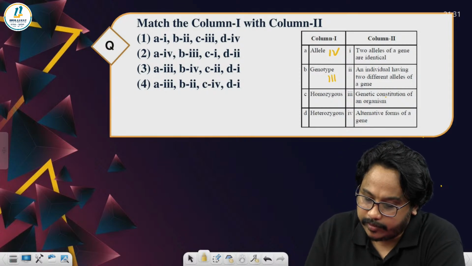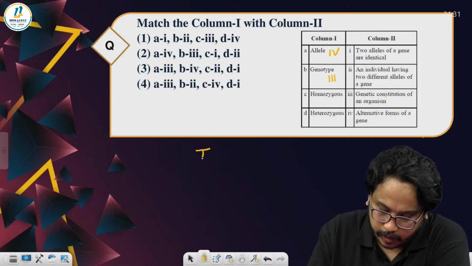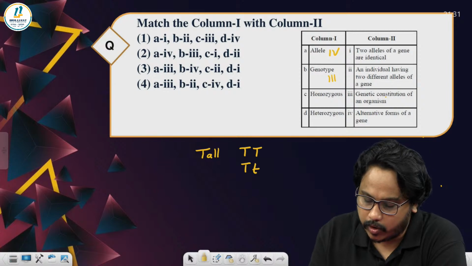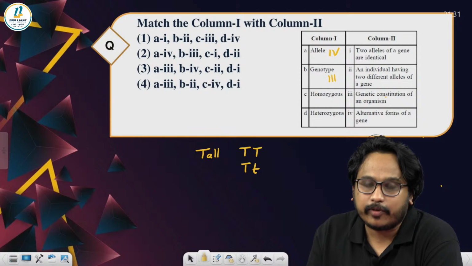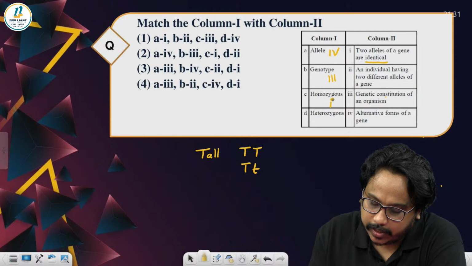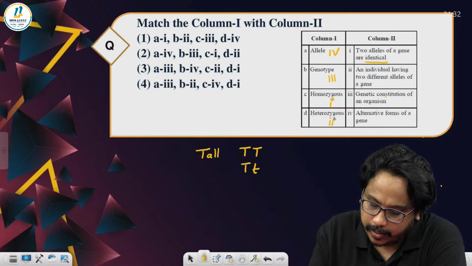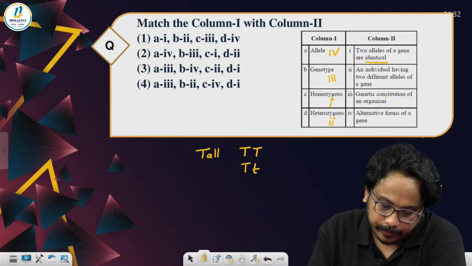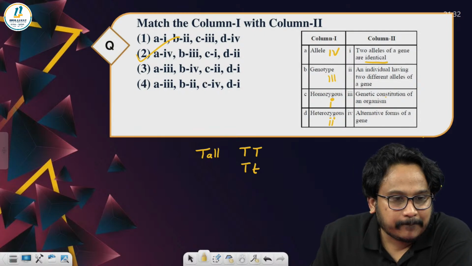So alleles are alternate forms of a gene. Genotype is the genetic composition of an organism. For example, for tallness, you can write either homozygous or heterozygous. That is the genetic composition. Then homozygous. If two similar looking alleles or identical alleles are coming for a character, that is actually called homozygous. Then heterozygous. If two different alleles are coming for a character, that is called heterozygous. 4, 3, 1, 2. The answer is 2. Hope you got this much. Shall I proceed? Can you make a comment? 3 and 1 now.